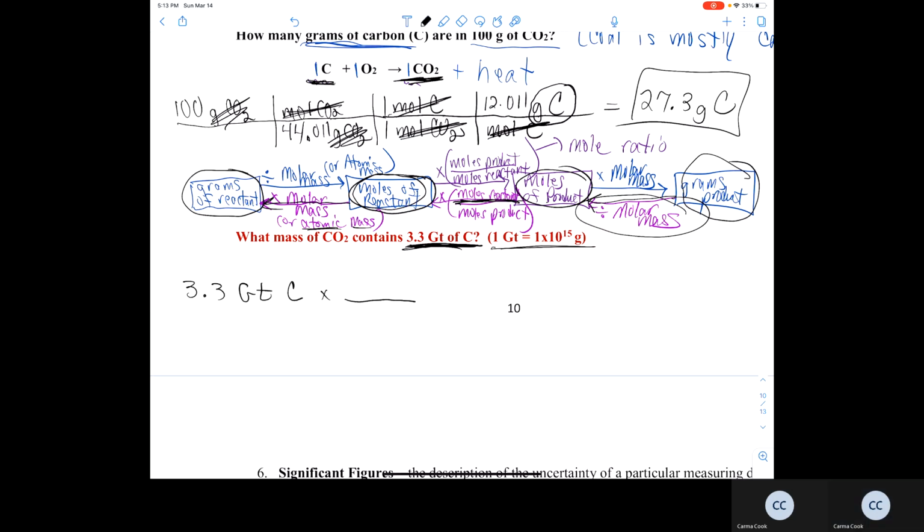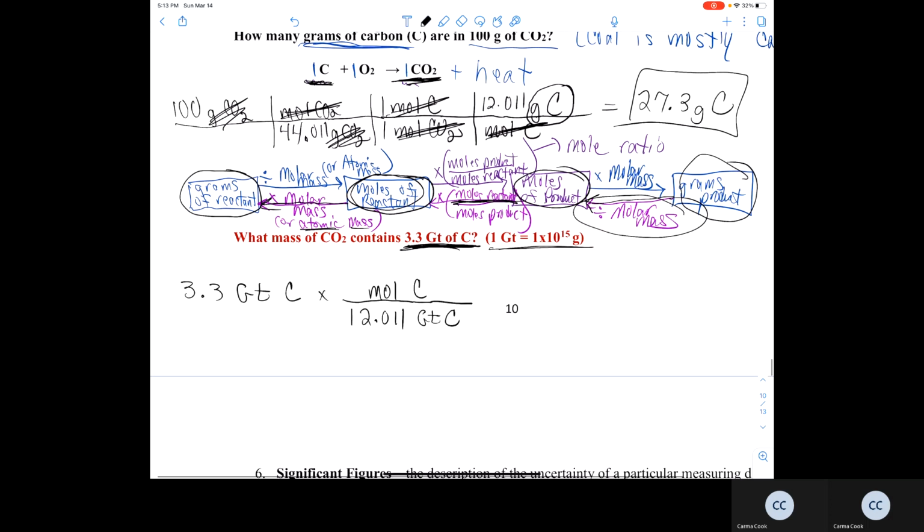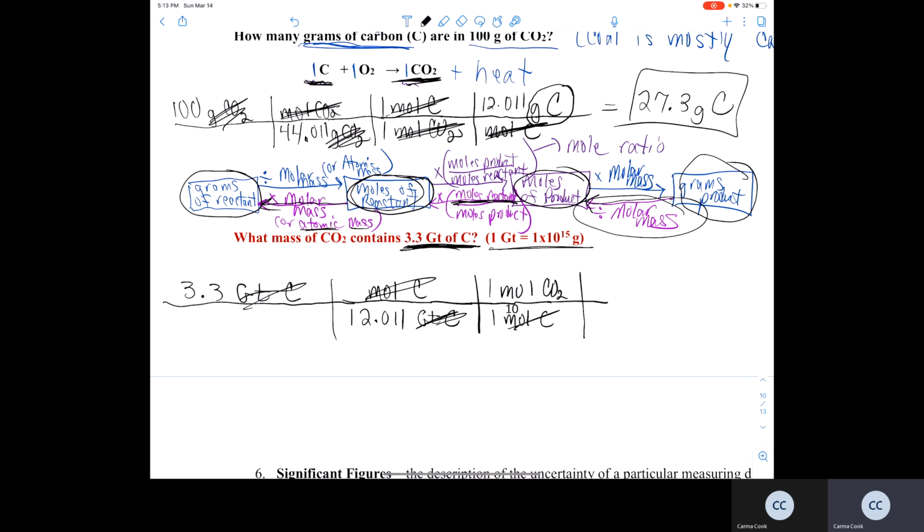And so therefore, the atomic mass of carbon being 12.011, instead of using grams per mole, we can use gigatons per mole. And then our mole ratio from our balanced equation, there's 1 mole of carbon for every 1 mole of CO2 that reacts. So gigatons of carbon have canceled, moles of carbon have canceled. So now we're going to convert moles of CO2 to grams of CO2 by using the molar mass of CO2, 44.011 grams of CO2 per mole of CO2. So now moles of CO2 cancel. So now we just do our math, and we get 12.1 gigatons of CO2.